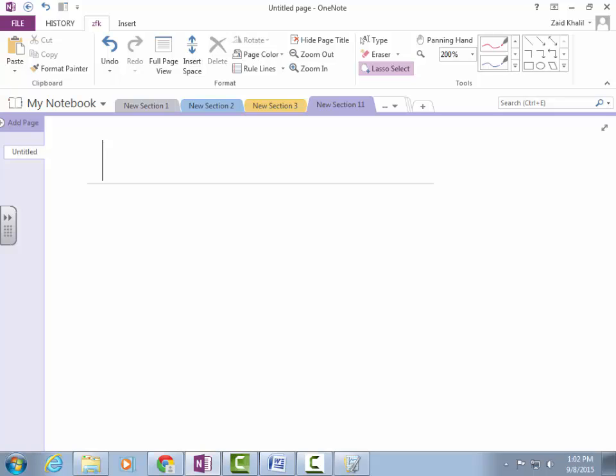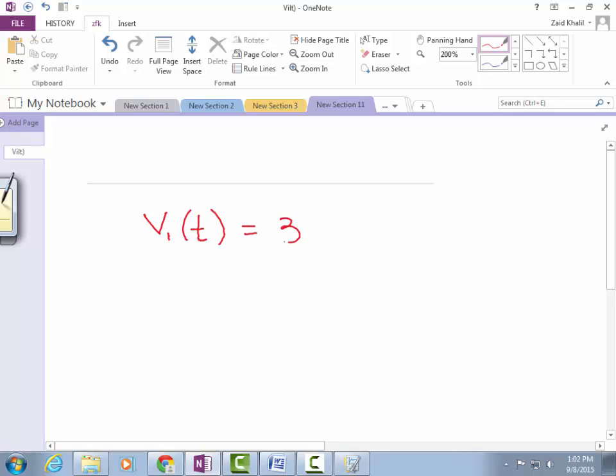What does it mean to be continuous? Well, here's a more sophisticated definition of continuity, but on a basic level, it means that there's no gaps at a point. So if I were to give you a series of functions, let's say you have v of t. Here are a series of velocity functions. v1 of t is equal to 3 meters per second for some time period, 0 less than or equal to t less than or equal to, I don't know, 5.